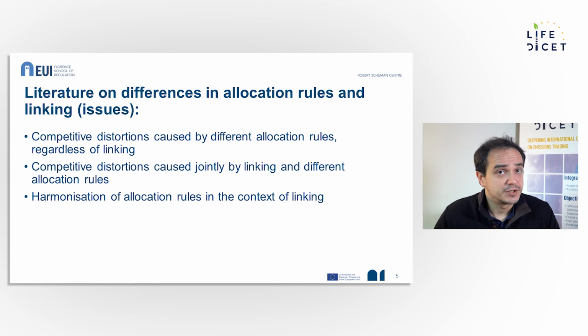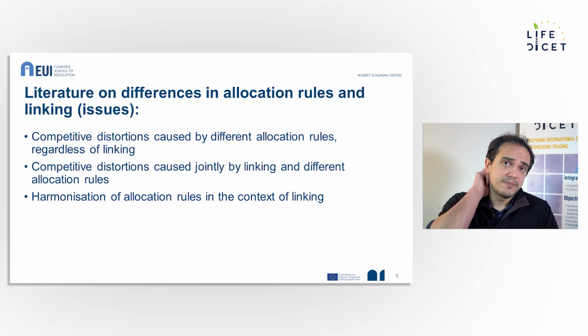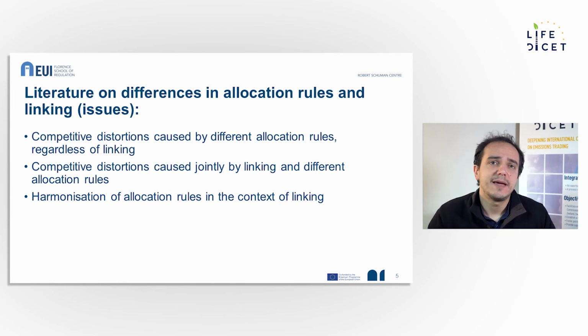Now turning to the literature. This can be summarized according to three issues. First, competitive distortions caused by different allocation rules, regardless of linking. Second, competitive distortions caused jointly by linking and different allocation rules. And third, the harmonization of allocation rules in the context of linking. Differences in allocation method between ETSs can produce competitive distortions irrespective of linking.